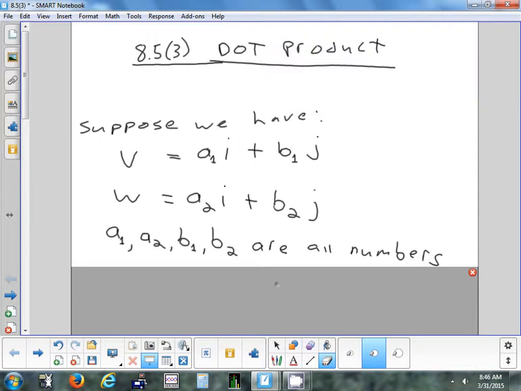All right, so what I've written up there is basically two vectors in unit vector form. The coefficient of i is A1 for vector V. The coefficient of j is B1. And then for vector W, the coefficient of i is A2, and the coefficient of j is B2. Those would all be numbers, like 3i plus 7j and negative 8i plus 12j. So A1, B1, A2, and B2 are all numbers.